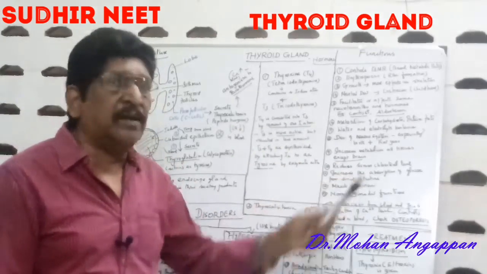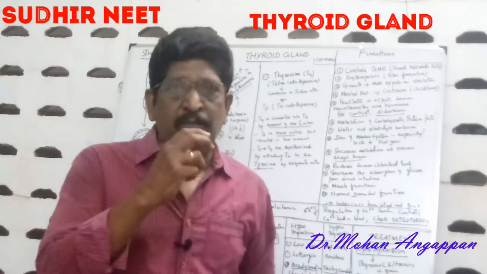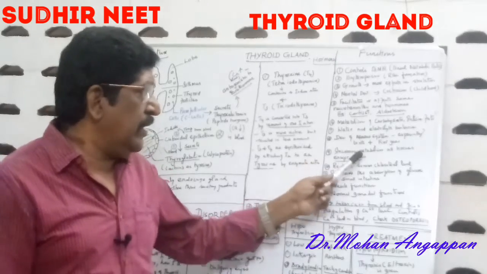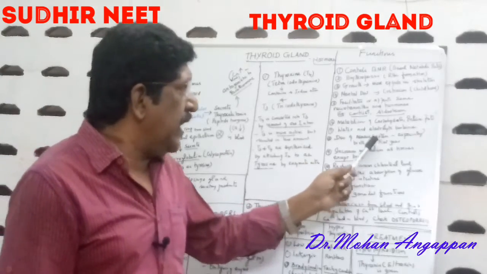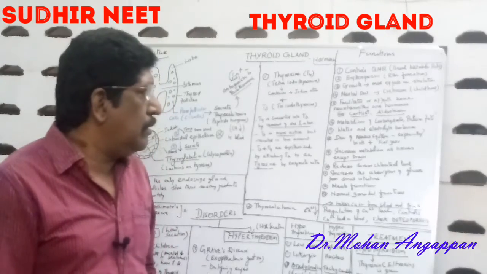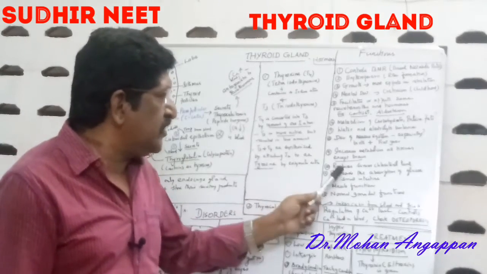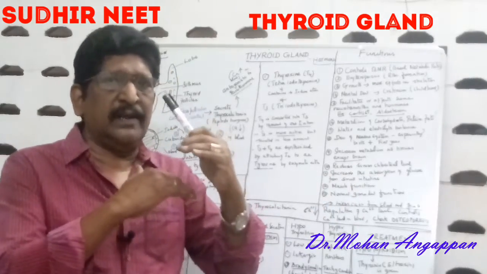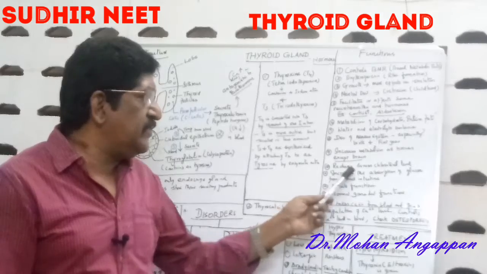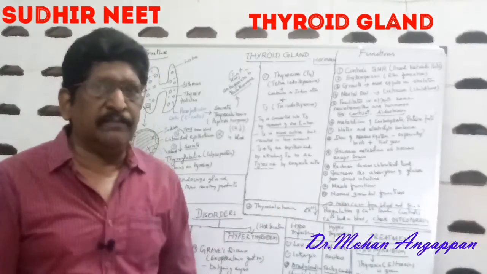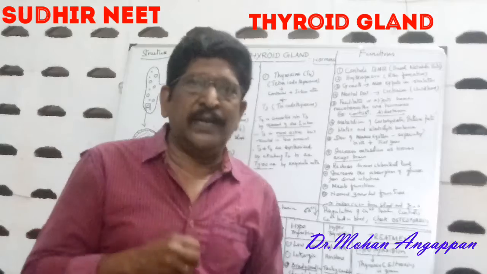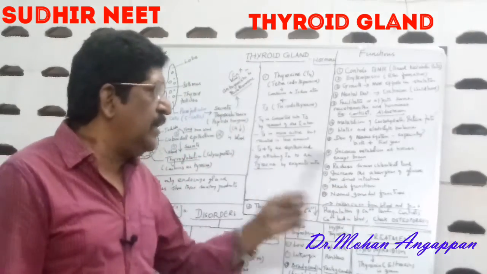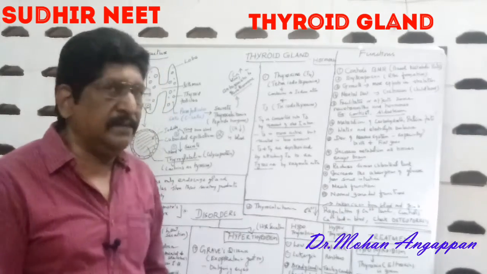Another important one, it reduces serum cholesterol level. So thyroxine is responsible for the reduction of serum cholesterol level. It maintains the cholesterol in our blood. Then it increases the absorption of glucose from the small intestine. The small intestine, it also does another function of absorbing the glucose and increases the glucose in the blood.